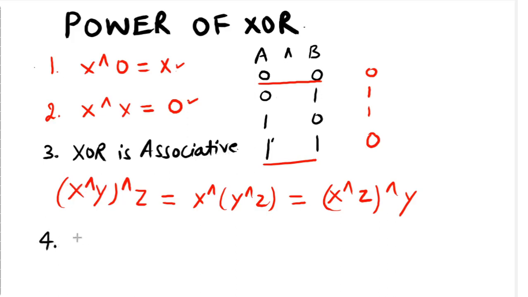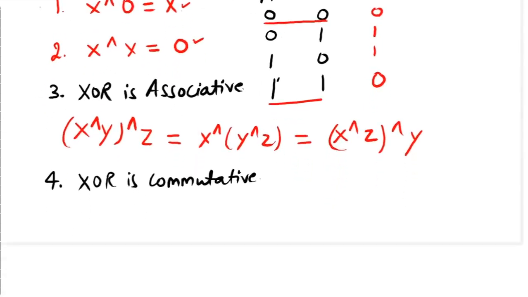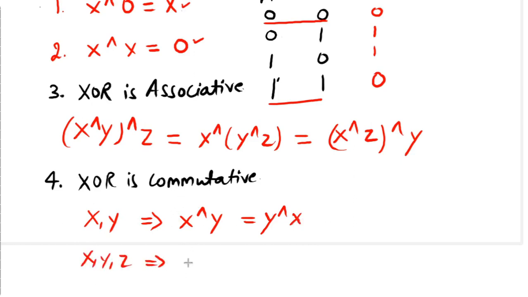Another property is that XOR is commutative. Looking at this, one can say that given 2 numbers X and Y, one needs to figure out X XOR Y. This is equivalent to Y XOR X. So both answers will be the same. What if the numbers are 3, like X, Y, Z? How will the commutative property hold in that case?